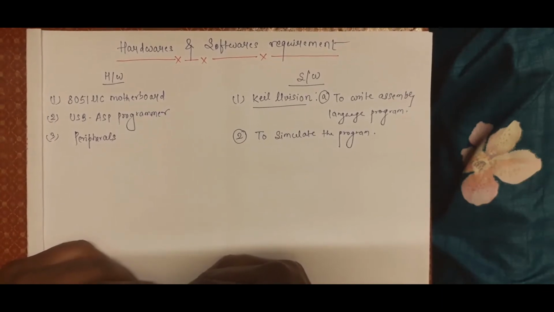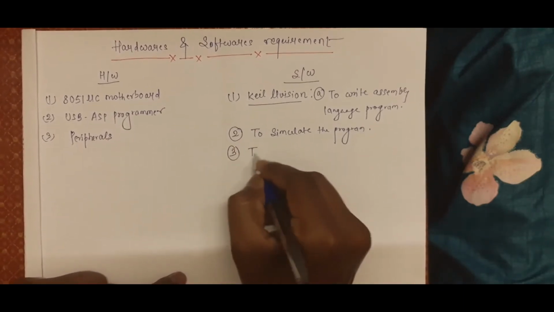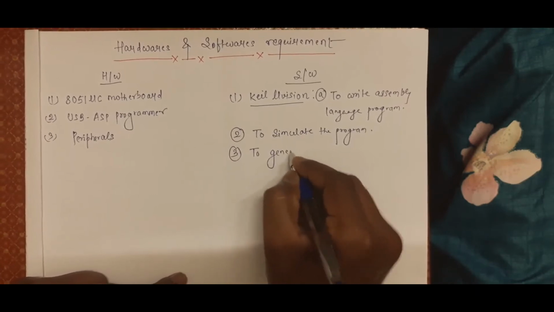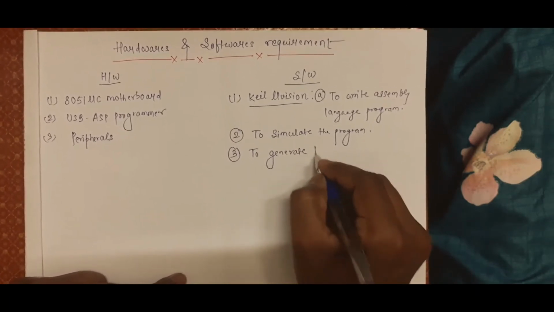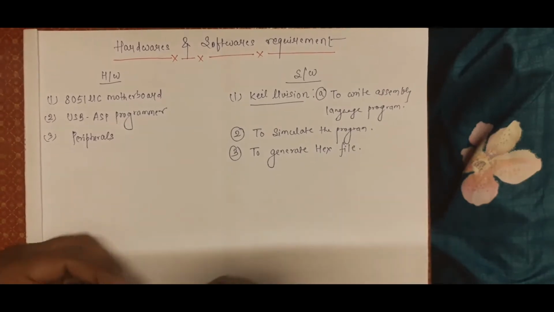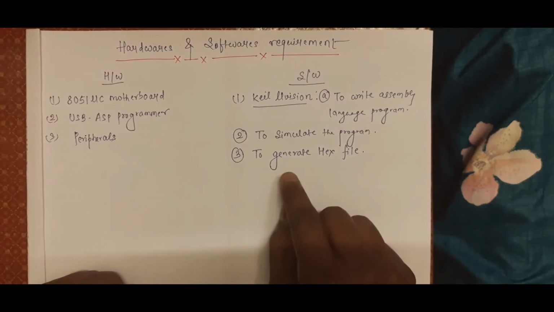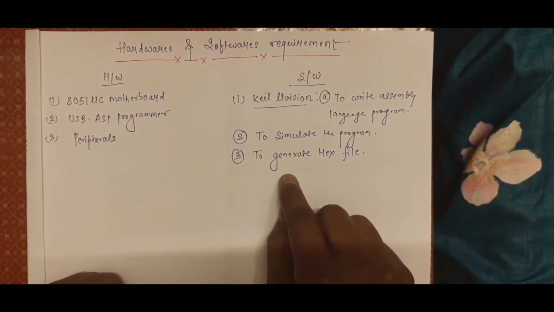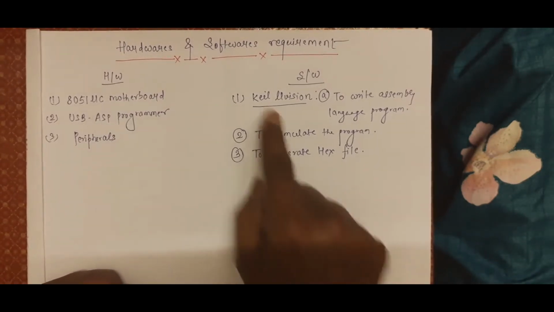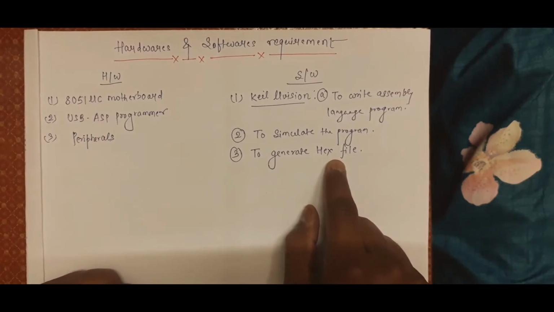Once you have verified your program by using the simulation, the third step is to generate hex file. By using Keil Microvision software, we can generate hex file. This hex file will only be dumped into your microcontroller.